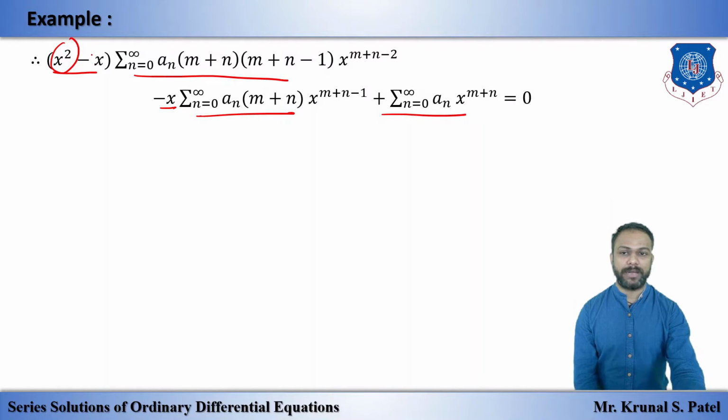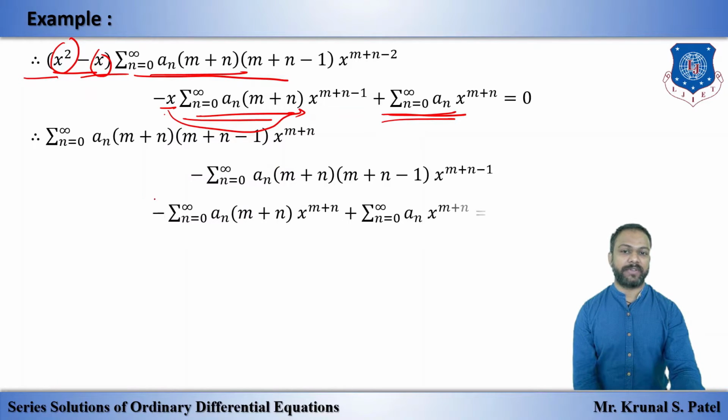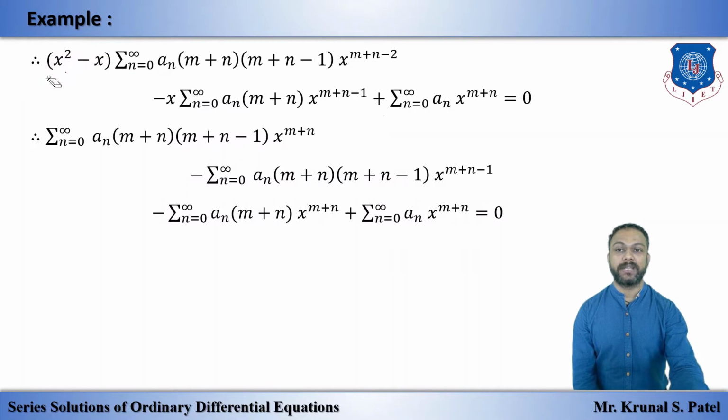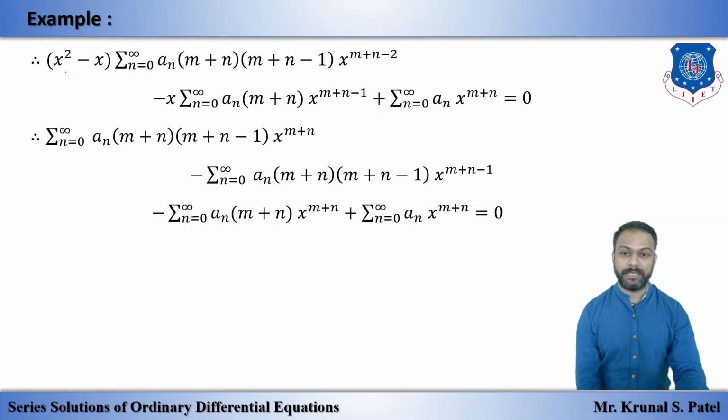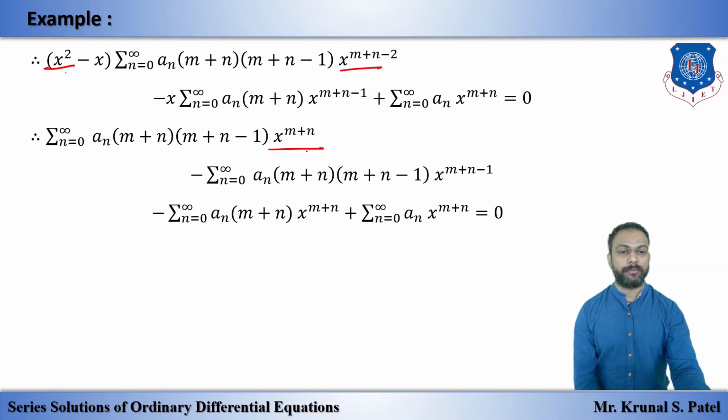So x square into sigma, x into this entire sigma, this x goes with here, and this term as it is. So we have 1, 2, 3 and 4 terms. This is our simplification. Now I'm not explaining in detail because I have already explained two entire examples. So x square multiplied with this becomes x raised to m plus n, and x multiplied with this becomes x raised to m plus n minus 1. And this x multiplied with this becomes x raised to m plus n, and this x raised to m plus n as it is.